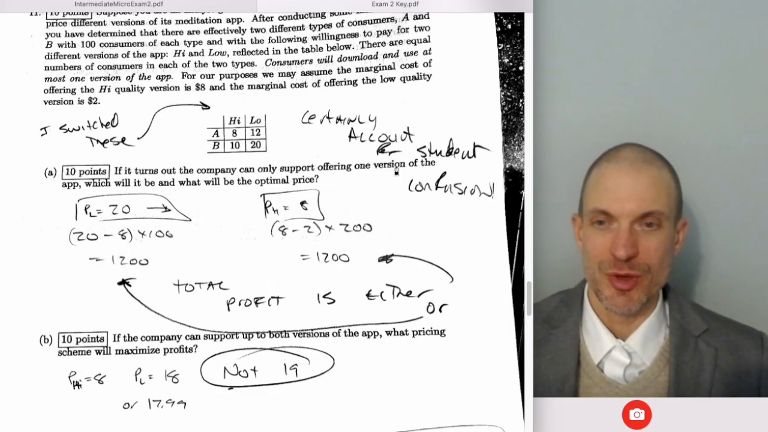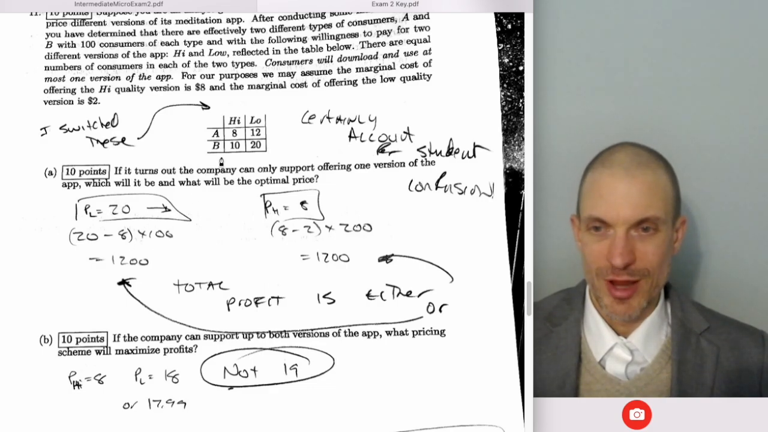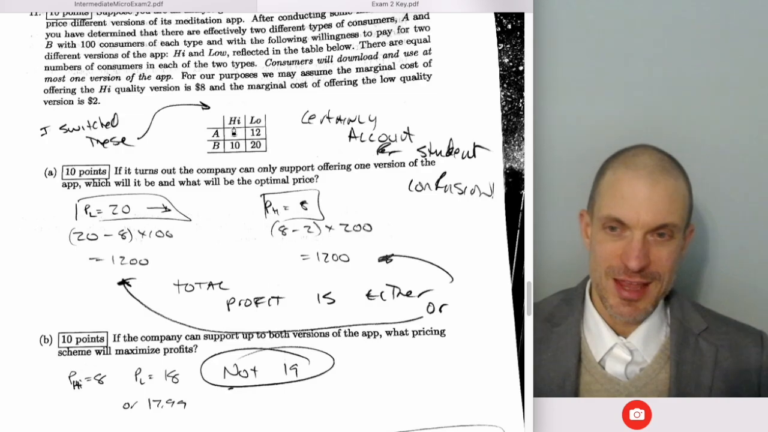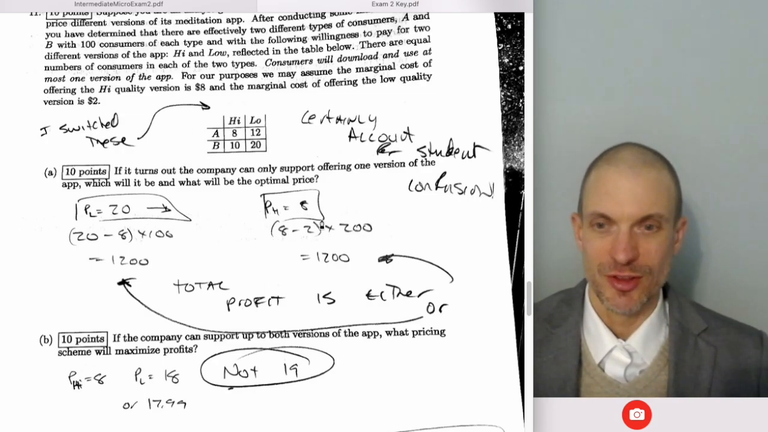Okay, so if it turns out we can only offer one version of the app, what will it be and what will be the optimal price? I'm going to set the price equal to 8 for PH and equal to 20 for PL. And the idea is if I set the price at 8, I can sell to both person A and person B. Well, there's 100 of each type, but I can sell to both of them.